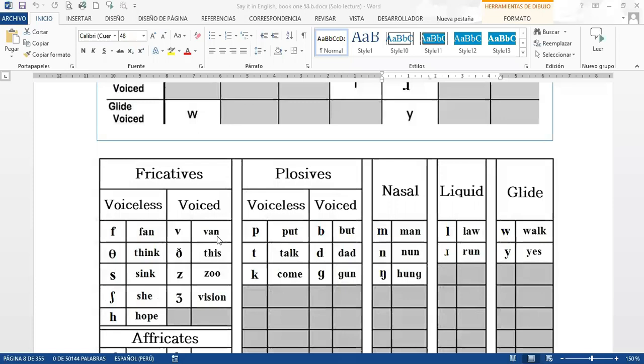Okay, so we have two words. We have cut and we have cat. Okay, very good. That's the answer. Okay. Let's keep going.